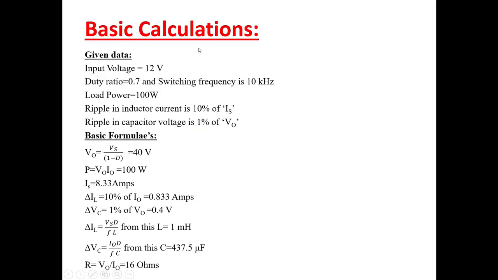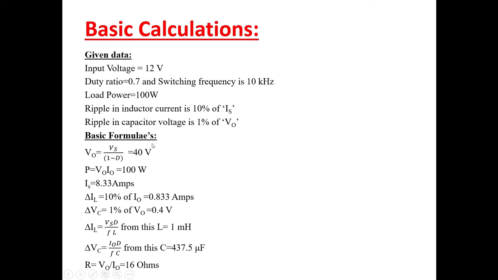So these are my basic calculations corresponding to the boost converter. This is my data corresponding to boost converter. Source voltage is 12 volts and duty ratio is 0.7. My switching frequency is 10 kilohertz and load is 100 watts. Ripple in inductor current is 10% of source current. But in the case of buck converter, the ripple in inductor current is 10% of load current, but here it is source current. Ripple in capacitor voltage is 1% of output voltage.